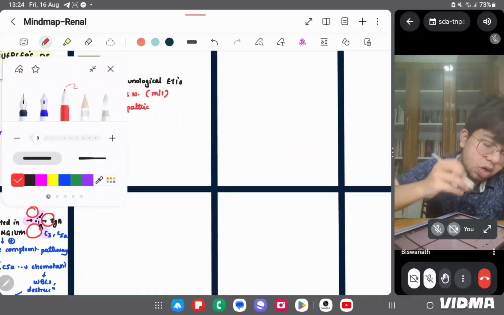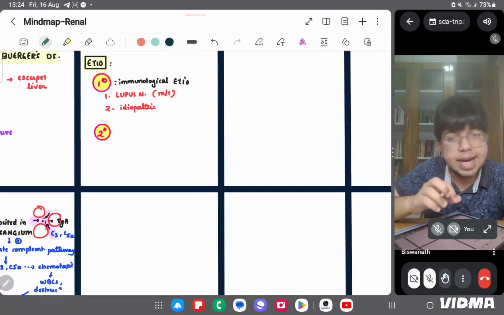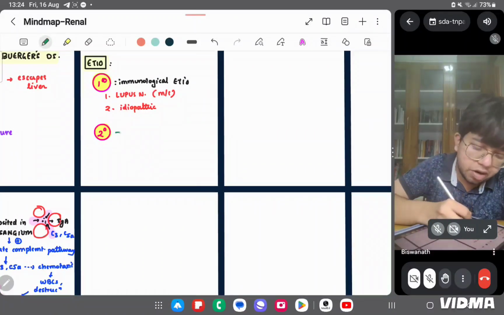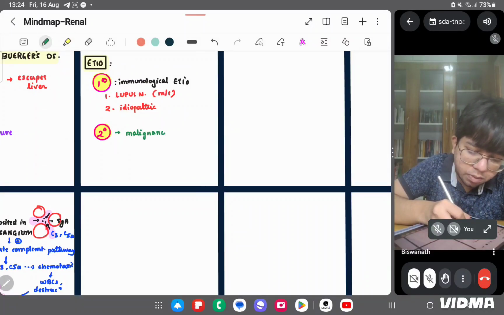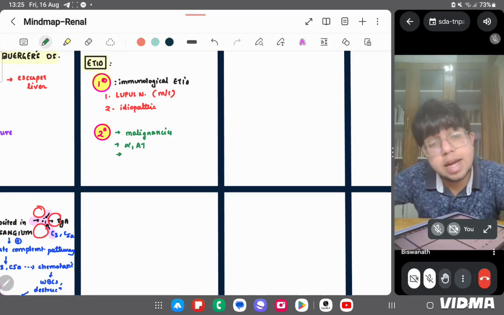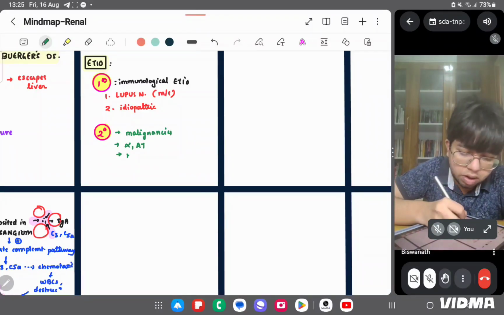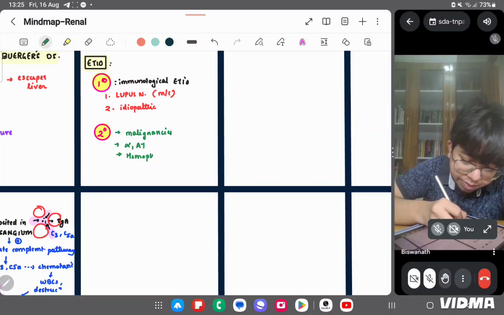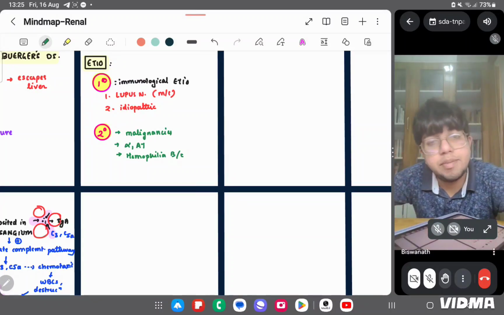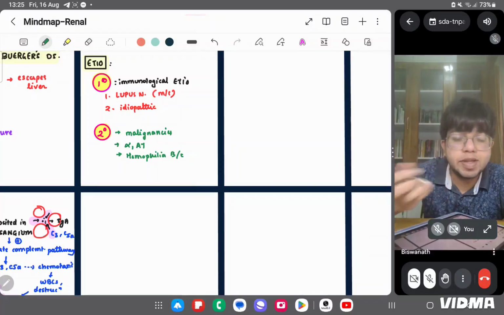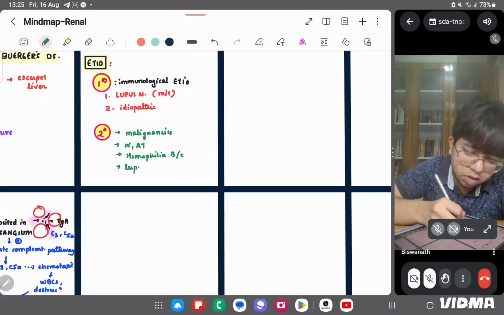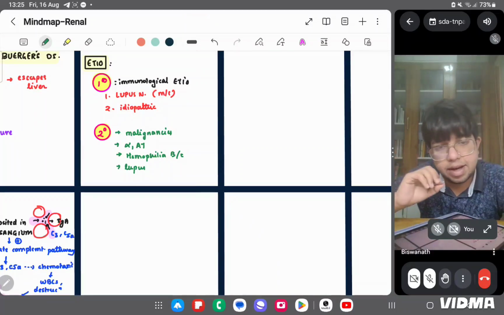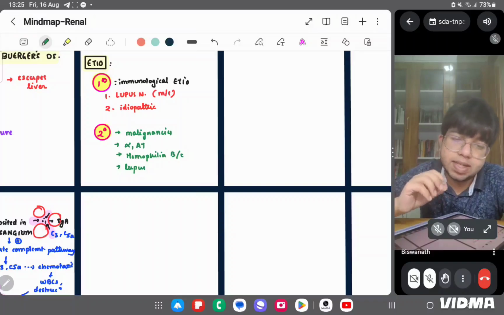Idiopathic. So in secondary causes, there may be secondary etiologies. There may be association with some malignancies, with alpha 1 antitrypsin, with hemophilia B or C, and there may be association with lupus also. So what is the pathogenesis?